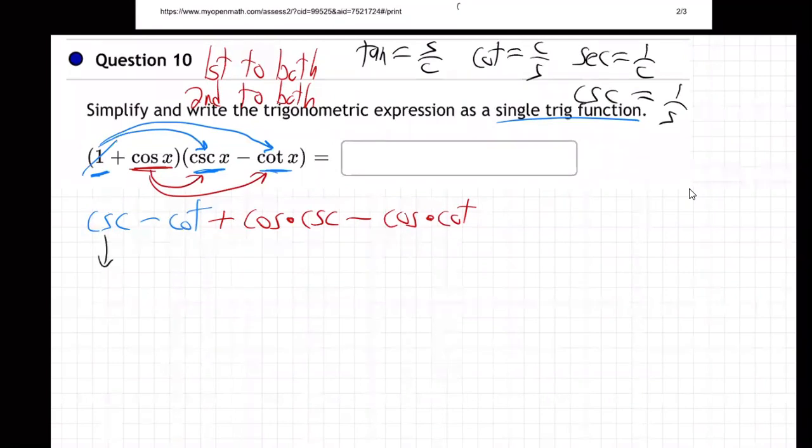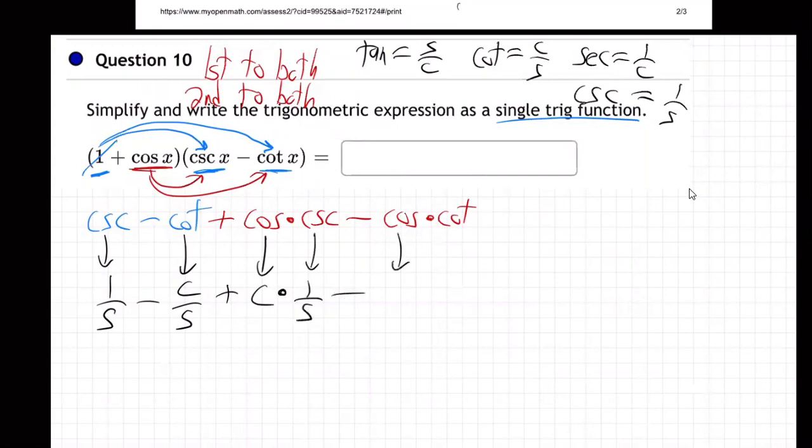Okay, so cosecant, 1 over sine, minus cotangent, which is cosine over sine, plus cosine, which is just cosine, times cosecant, which is 1 over sine, minus cosine, which is just cosine, and cotangent, which is cosine over sine. So I just write C's and S's to make it easier. We get to there so far. So I just multiplied through the parentheses, first to both, second to both. Now I'm just breaking everything into sines and cosines, pretty much what we almost always do.